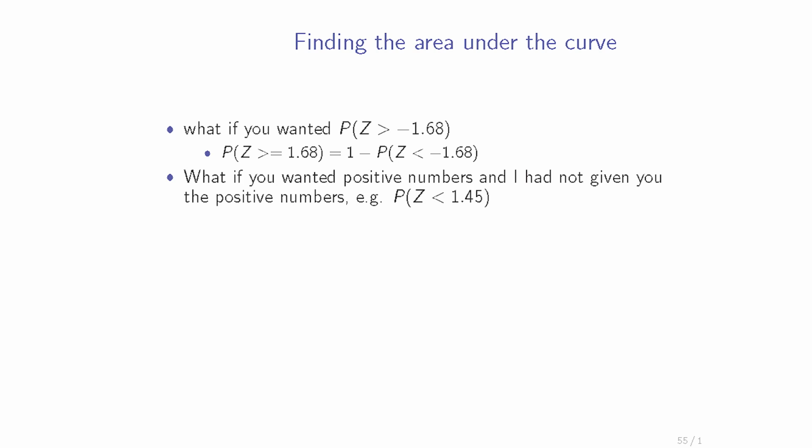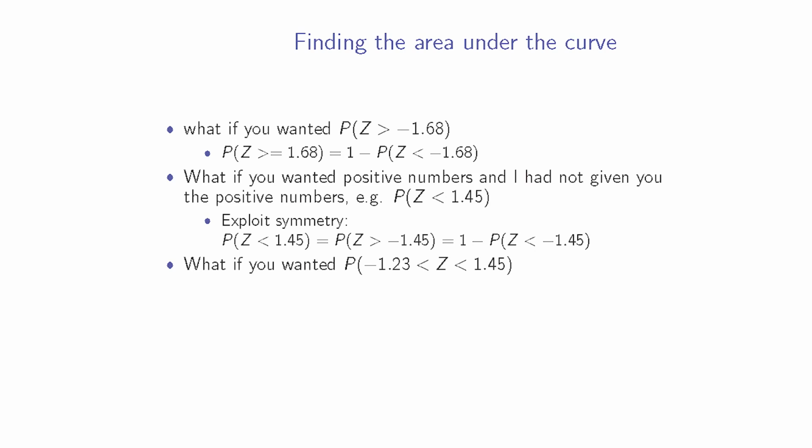Suppose that you wanted positive numbers and the table had not given you the positive numbers. That happens rarely. What happens frequently is you want a positive number and the table only gives you the negative number. Suppose you want the probability that Z is smaller than 1.45. It's symmetrical, so that's equivalent to the probability that it's greater than -1.45, which is 1 minus the probability that it's smaller than -1.45, and then you would be in business.